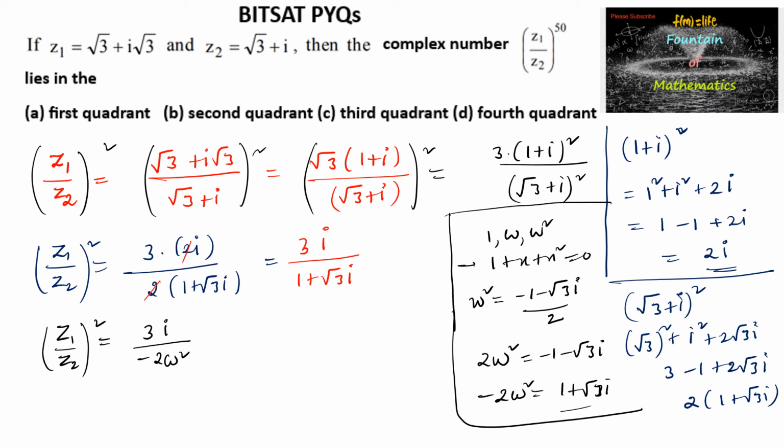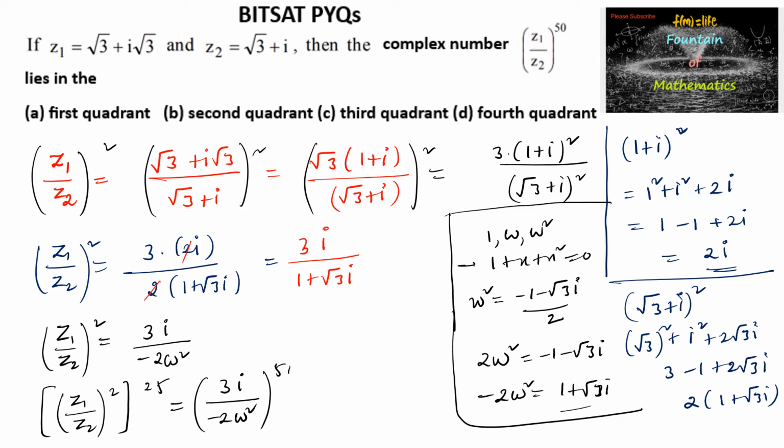Now let us consider (z1 by z2) whole power 50, that is, whole square to the power 25. So (z1 by z2) whole square whole to the power 25, which comes to power 50, is equal to (3i divided by minus 2 omega square) whole power 50, that is 3 power 50 into i to the power of 50 divided by minus 2 to the power 50 into omega to the power 100.